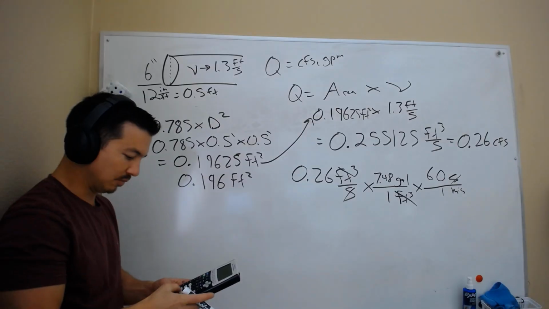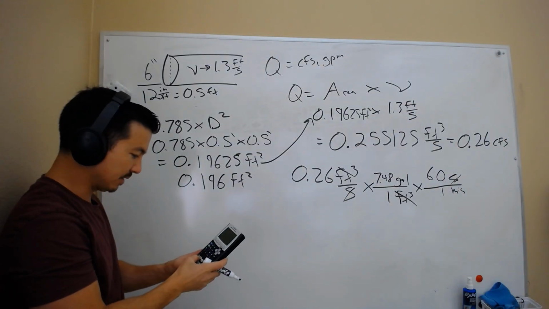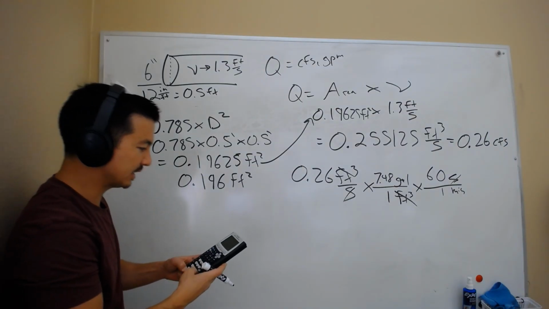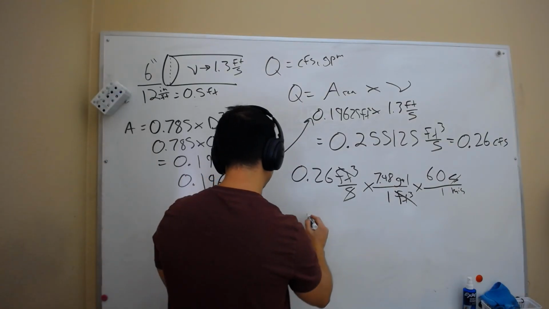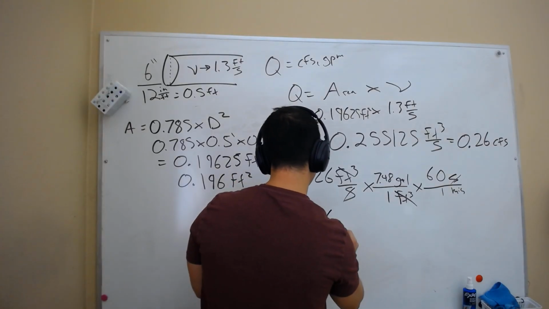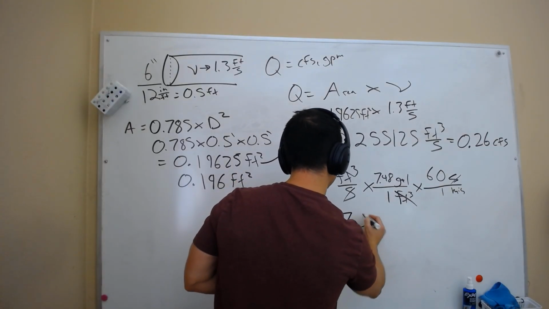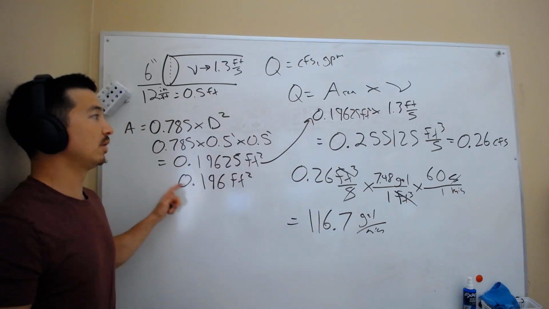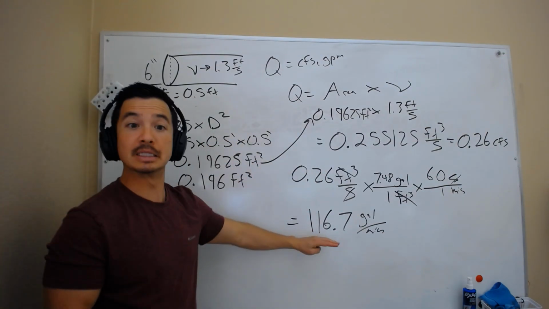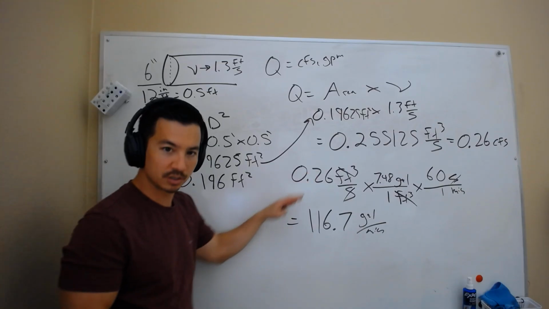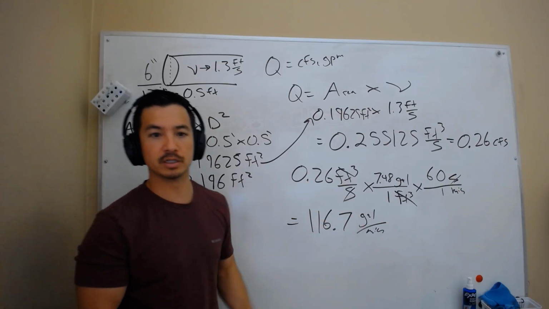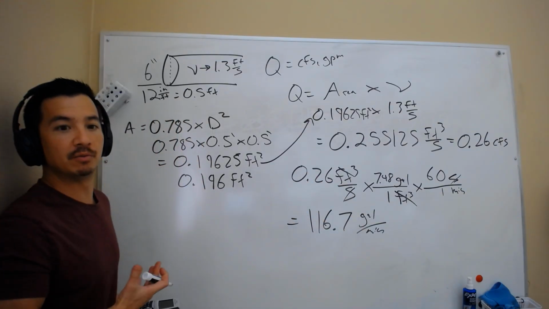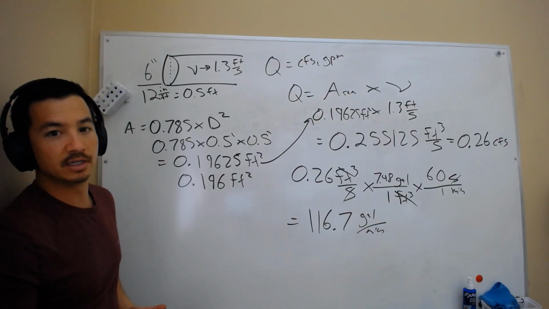So now I can plug it in: 0.26 times 7.48 times 60. And that gets me to 116.7 gallons per minute. Now again, depending on where you round, this final number is going to be a little bit different, but it should be close enough to what your goal is or what you're going to see on your exam, whether it be one of my exams or your state exam.